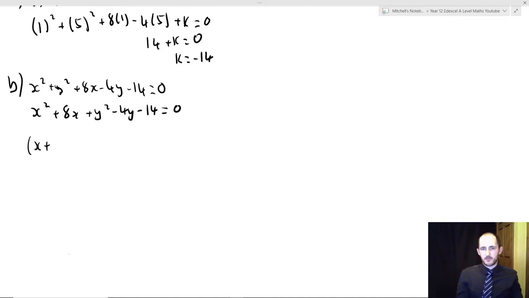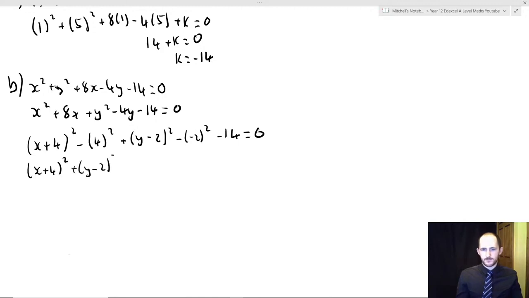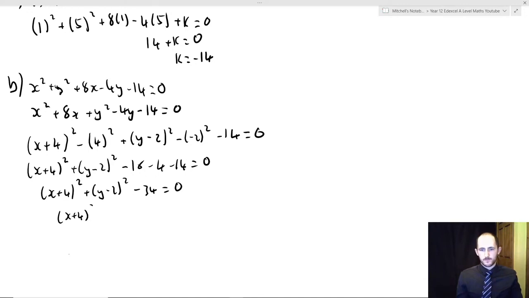Completing the square, we have x plus half of 8 is 4, squared, minus 4 squared. Not bad. So x plus 4 squared. And then I'm going to write the y terms. Minus 4 squared gives you minus 16. So minus 2 squared is 4. Minus that is minus 4. Minus 14 equals 0. Minus 16 minus 4 is minus 20. Minus 14 is minus 34 equals 0. Perfect. That was pretty good.